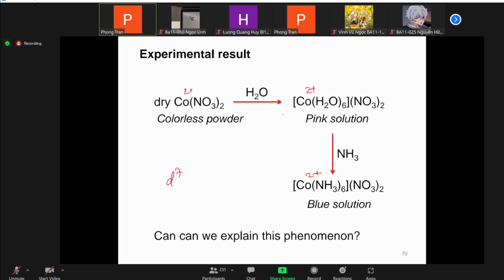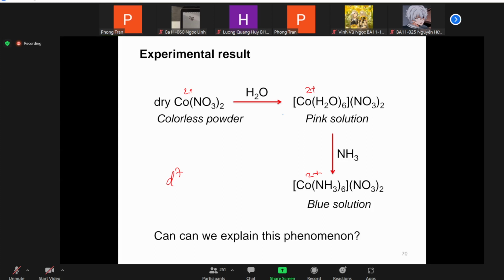Okay, thank you. Your classmate says that basically in the case of the cobalt aqueous compound, that means with water, there's a bonding between the cobalt and oxygen. So the electron from the oxygen will contribute to make this bonding with the cobalt.